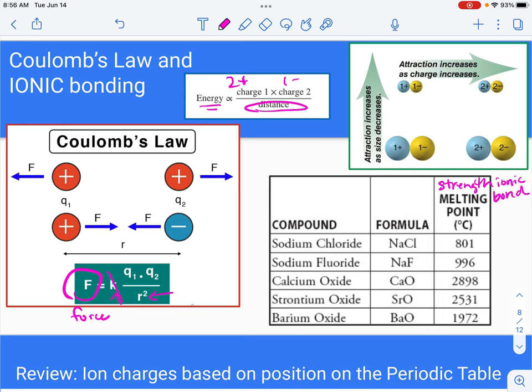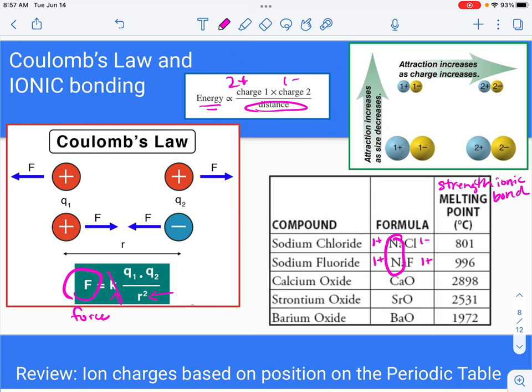The higher the melting point, the stronger the attraction, and the more energy you would have to put in to break the attraction. And so I want you to notice that we can compare sodium chloride, which is 1 plus 1 minus, and sodium fluoride, which is 1 plus 1 minus. And we're going to think like scientists here. So the sodium is the same, and the charges are the same.